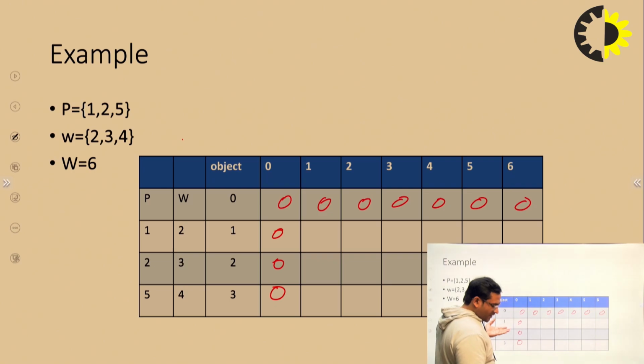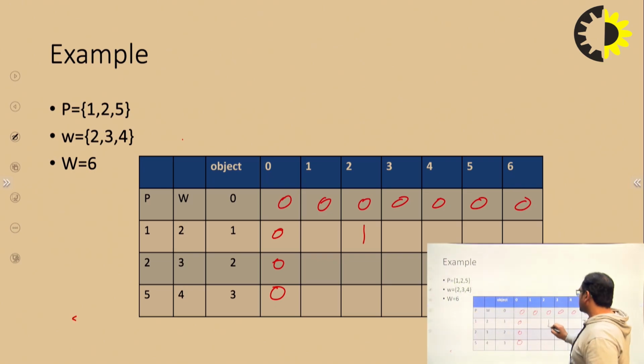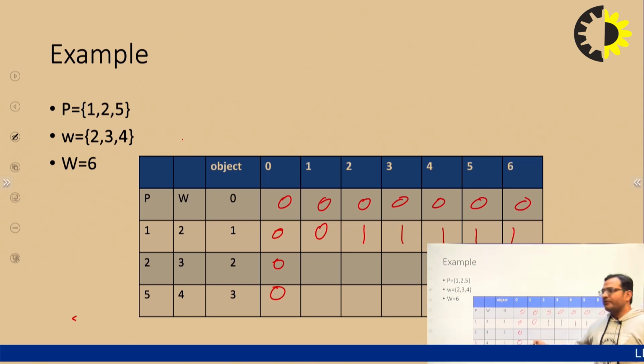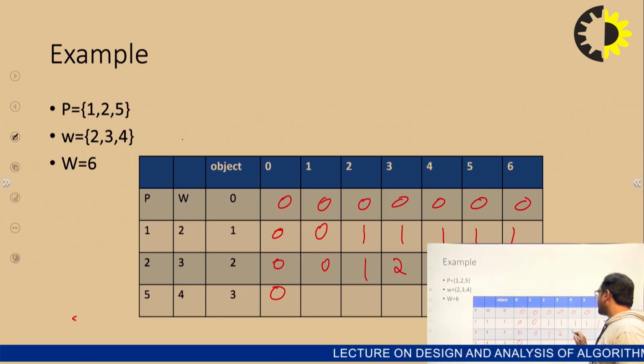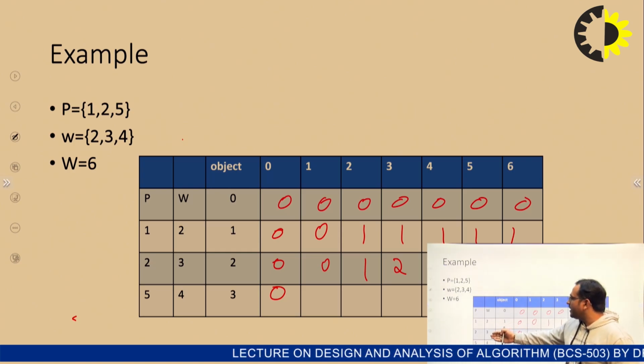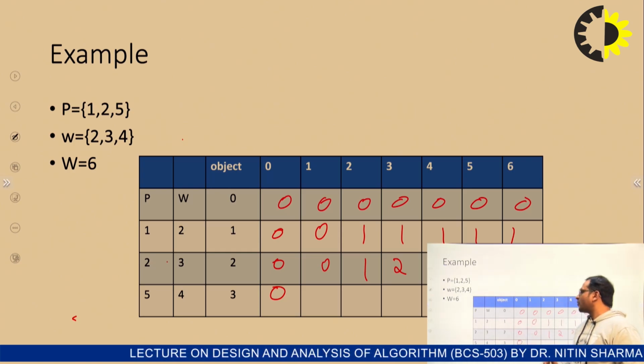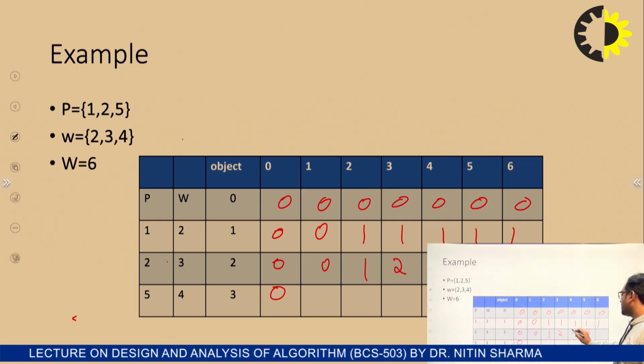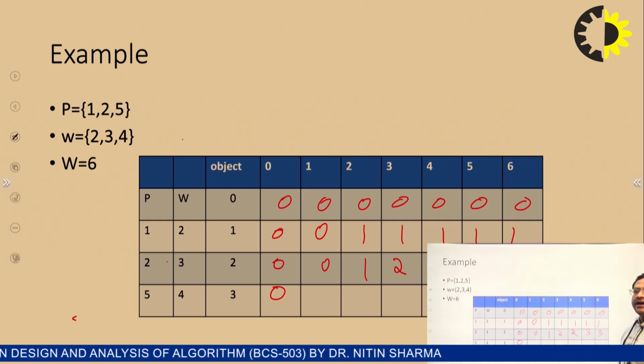When I included the first item, the weight is 2 and the profit is 1. The previous values are repeated here. Okay. When you include the second item, the weight is 3, profit is 2. The previous values are repeated, and if I combine here, 3 plus 2 is 5, profit is 3. All the remaining I can write here.